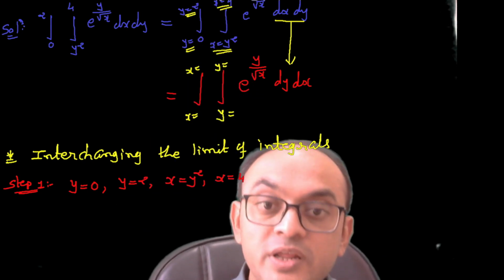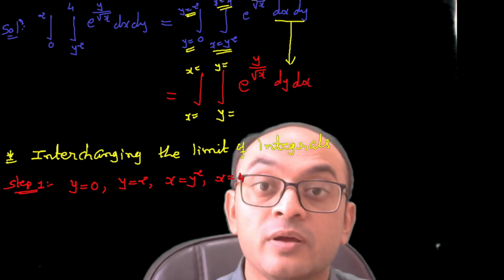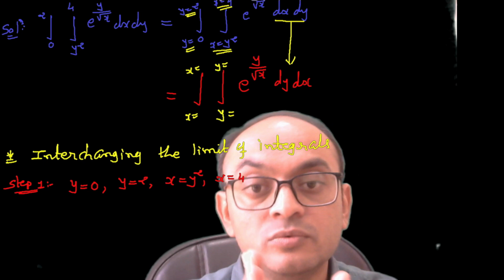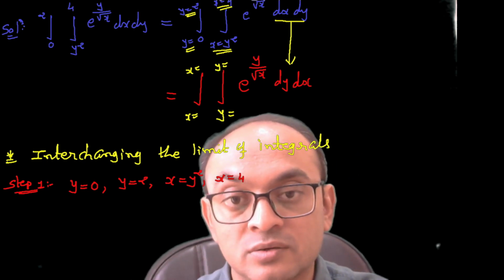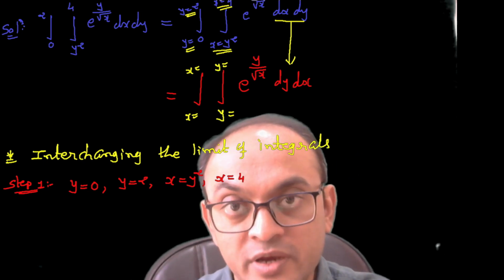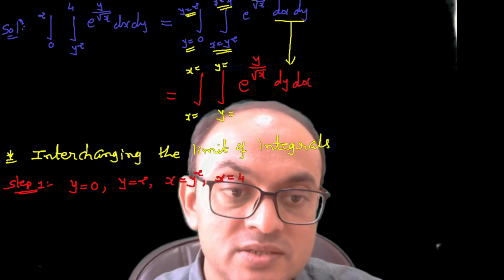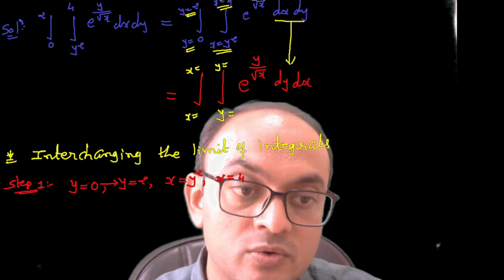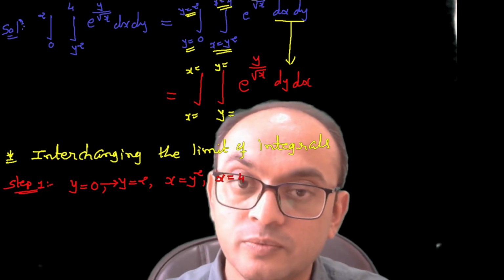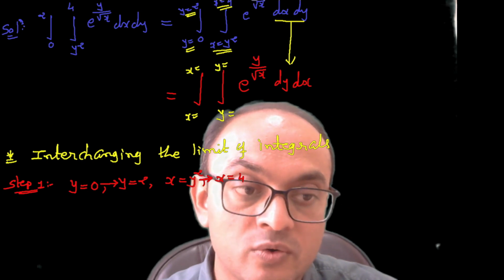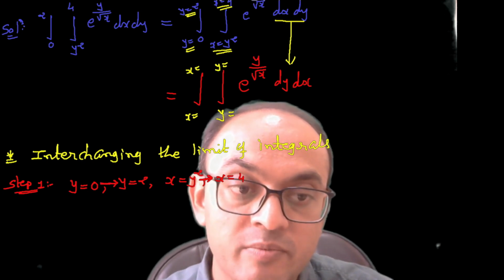I don't only write these 4 curves, right? I observe which curve is at the lower limit and which curve is at the upper limit. So this is the situation: y is equal to 0, y is equal to 2, and x equal to y square to x equal to 4. This is very much important.